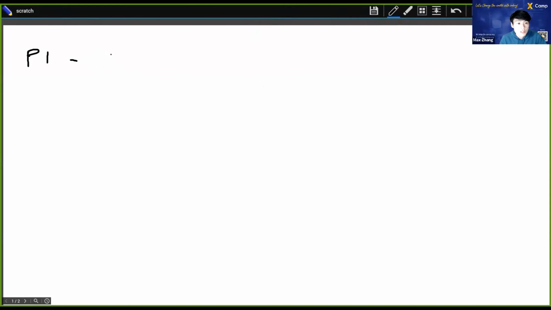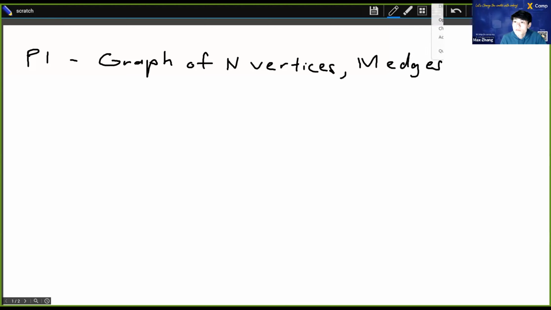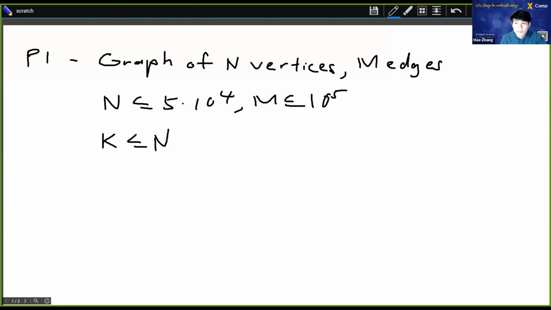We are given essentially a general graph of n vertices and m edges. I think n is less than 5 times 10 to the 4, and m is less than 10 to the 5, and we're given some parameter k, which is less than or equal to n, or less than or equal to 10. And then finally, we are told that there are c less than or equal to n of these. These are what they call charging stations.